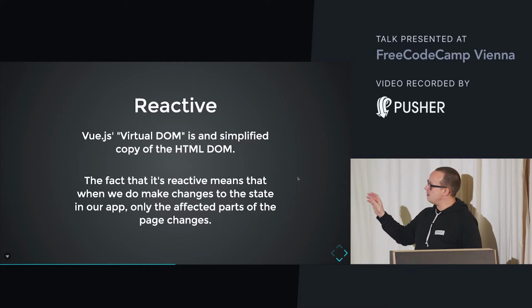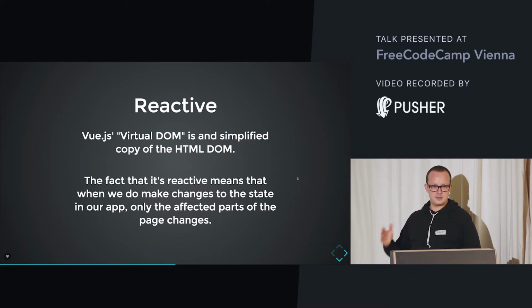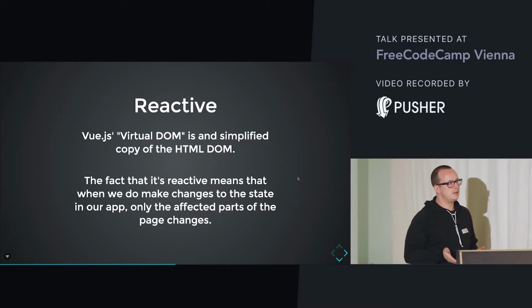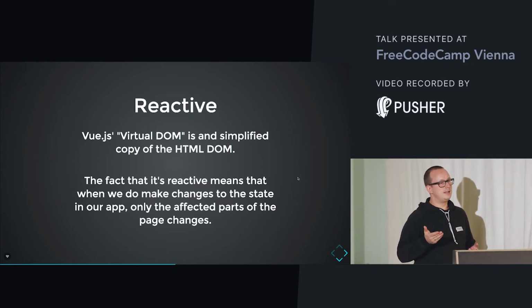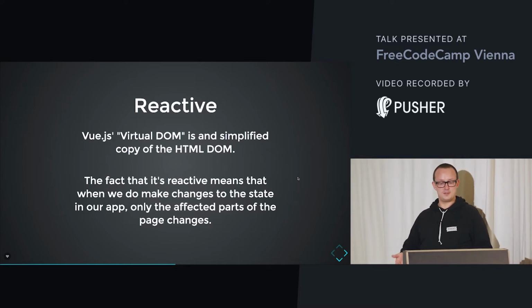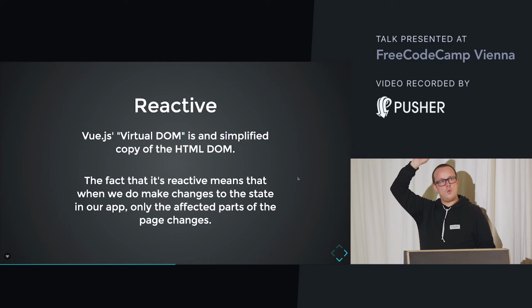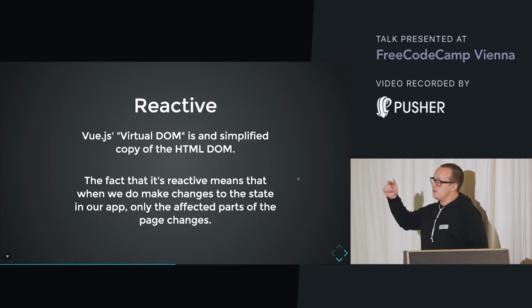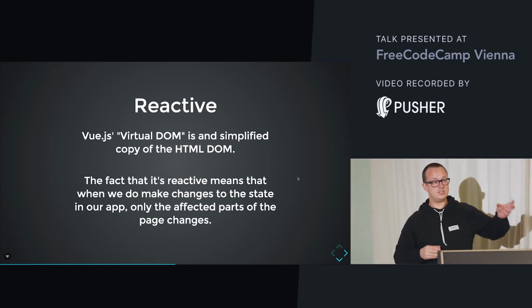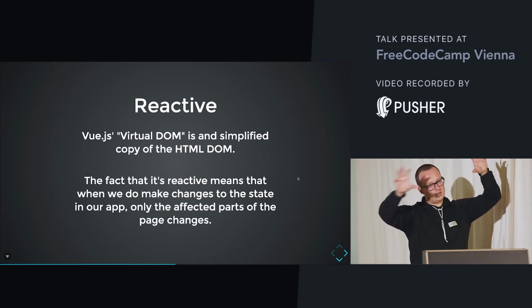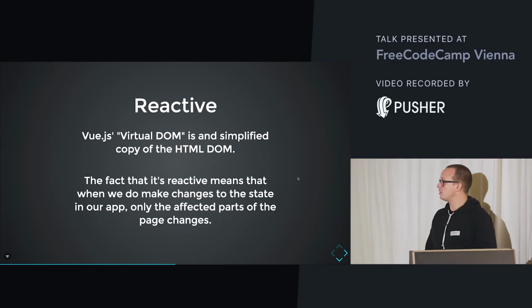Vue.js has a virtual DOM, and it is a simplified copy of the HTML DOM. But what is a DOM? DOM is the document object. Yeah, I was about to say module, but then I second-guessed myself. Thank you, guys. It's a document object model, which is an abstraction of what the browser is keeping track of to render what you see in the browser, in a simplified way of saying it. Vue.js has its own virtual DOM, which is even more simplified, which is its way of keeping track of what it's going to hook into in the browser.